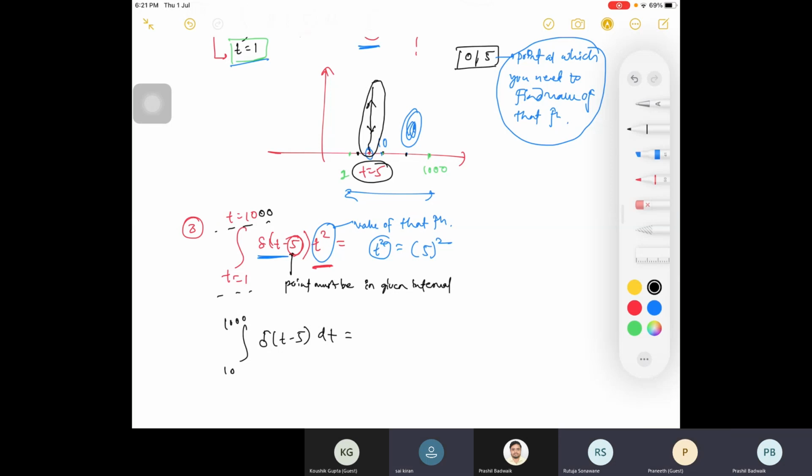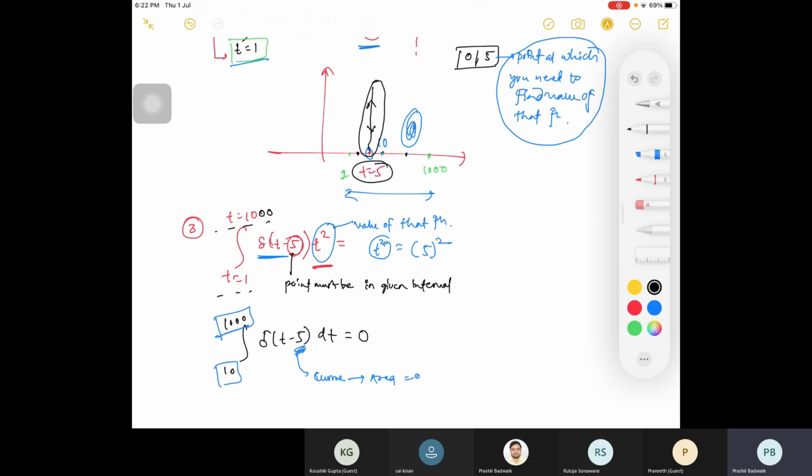What is its value? Zero. Why is its value 0? Because when you move from point 10 to 100, you will not find this 5, right? You will not find this 5. That means you will not find your curve, and if there is no curve, then there is no area, right? That's why your value is 0.